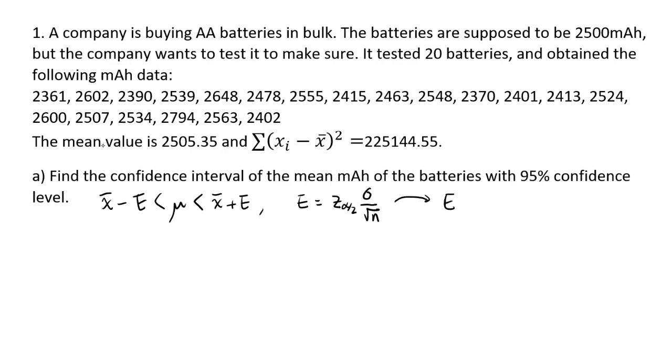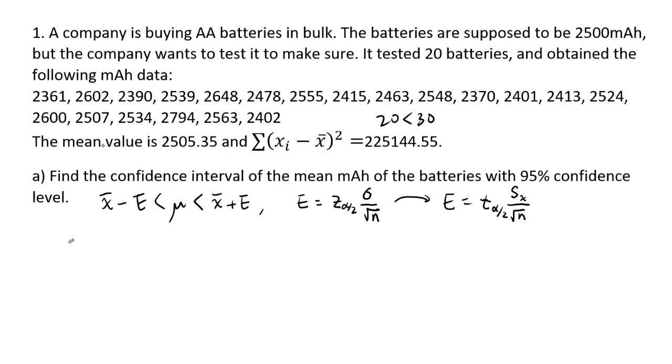First we have to replace sigma by Sx, the Bessel corrected standard deviation, divided by the square root of n. And more importantly, because this number 20 is less than 30, if your data set is less than 30, instead of z alpha over 2, you need to use the t distribution. So you have to use t alpha over 2. Okay, we will compute these one by one.